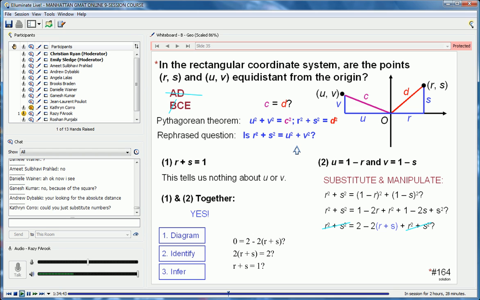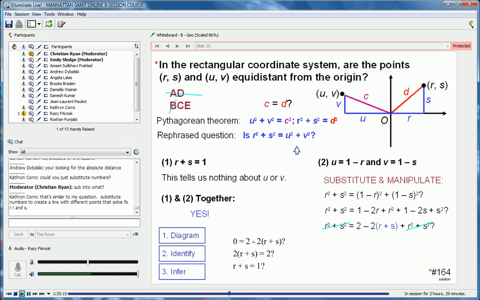I'm not sure if you are or you aren't, but maybe the method that I use is that since we're given R and S, and we want to see if the distance across and up is the same as the distance across and up or across and down for U and V, what I basically did was I just substituted U to equal 1 minus R and V to equal 1 minus S. So since we're given R plus S equals 1, I just substituted 1 minus R plus 1 minus S and checked if that equals 1.